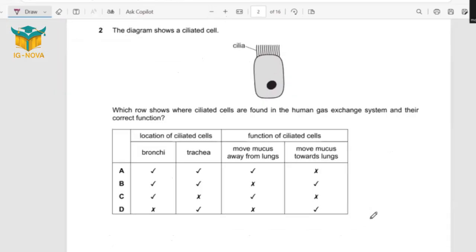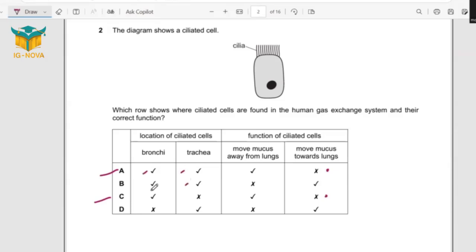Cilia: if you ask any Latin-English translator, he will say cilia is a hair-like or finger-like extension, or finger-like projections. The function of cilia is to move mucus. So the function of cilia is to move mucus away from the lung, not toward it. So option A and C. Location of ciliated cells: trachea, bronchus, bronchiole even. So I need bronchus and trachea together. So A.